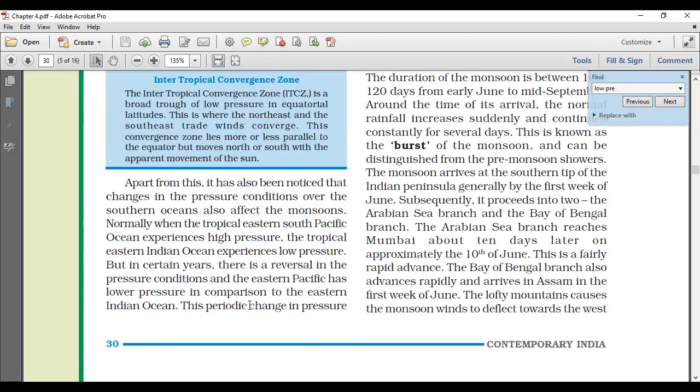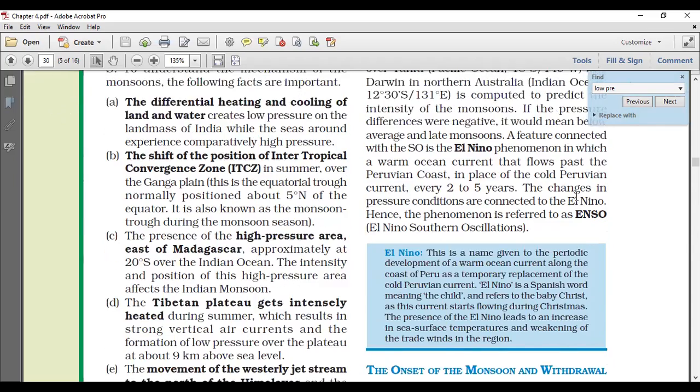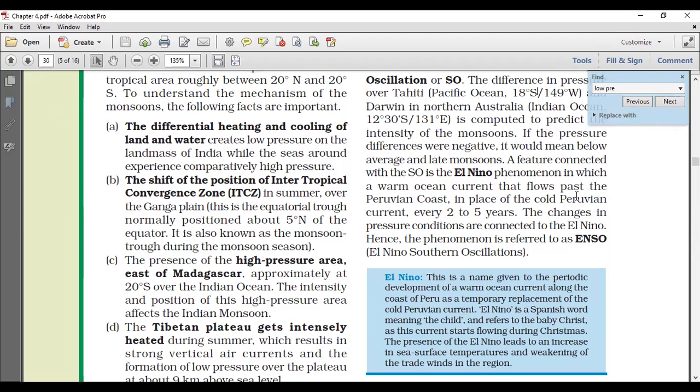The periodic changes in the pressure conditions, which is known as southern oscillation, also affect the monsoon. And finally, the difference in pressure over Tahiti and Darwin is computed to predict the intensity of monsoons. Tahiti lies in the Pacific Ocean and Darwin lies in northern Australia. If the pressure differences are negative, it means a below average and late monsoon.